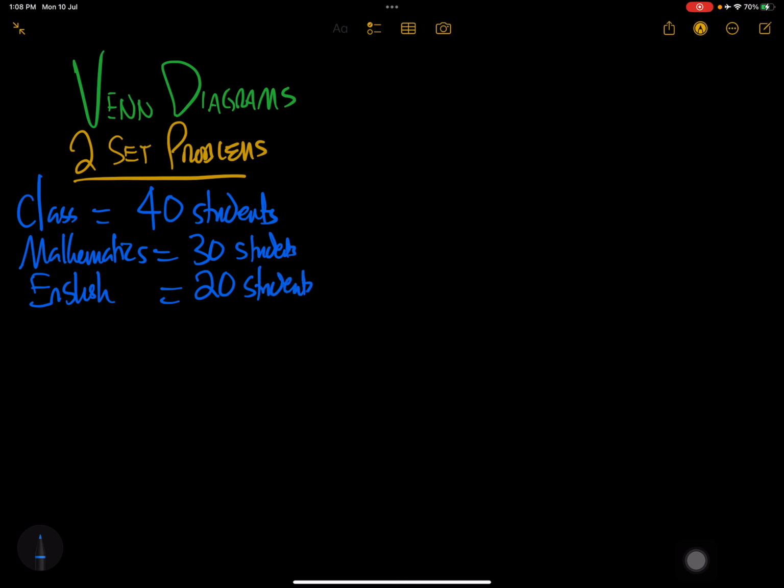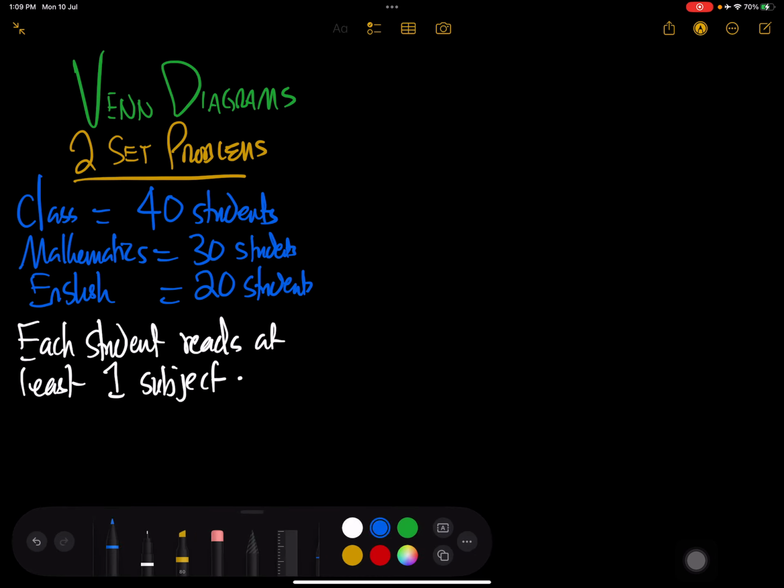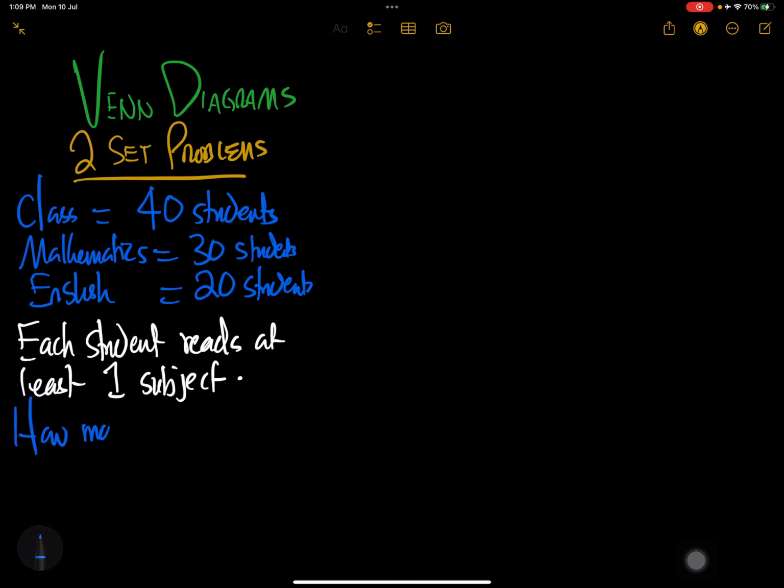Each student reads at least 1 subject. Whenever you hear this, each student will get there. It means something, and when we get there, we'll talk about it. Now the question says, how many students read math and English?